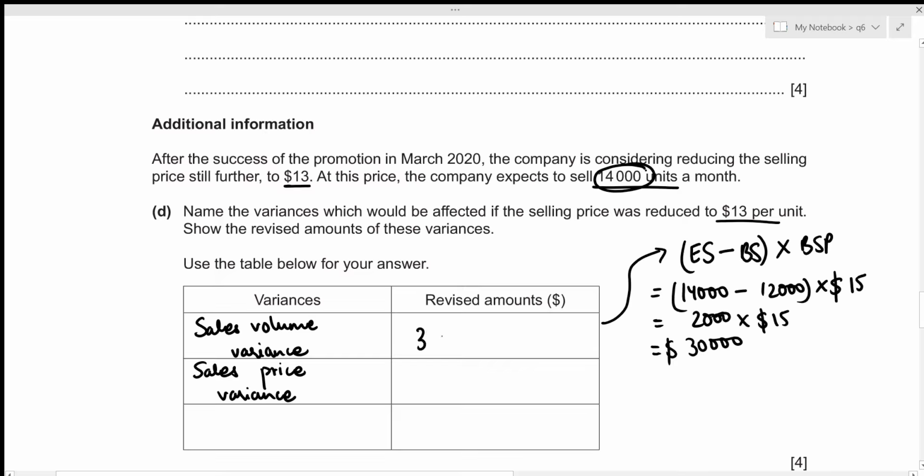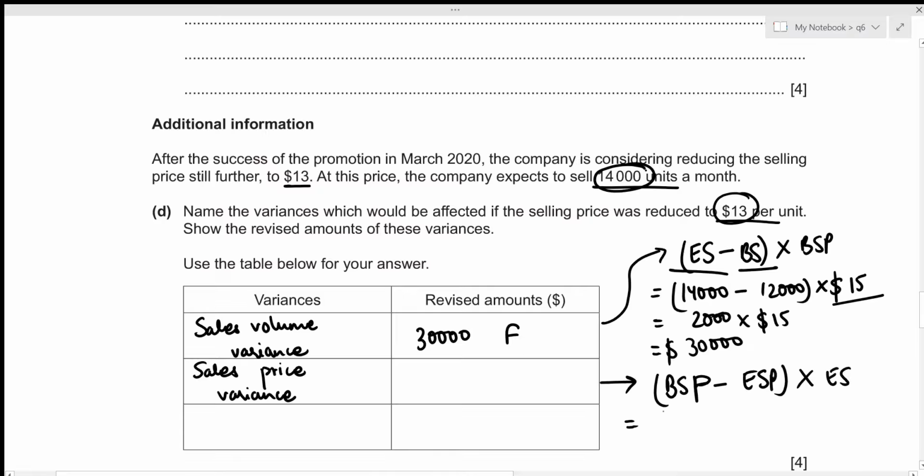Let's write it down. And we can see that our expected sales units is greater than what we anticipated, right? So this is actually a favorable condition because we are expecting that in March it would sell a higher number of units than what we anticipated previously. So this is a favorable condition. All right, now let's figure out our sales price variance. So we can see that previously the selling price per unit was 15, whereas now we are reducing it to 13 per unit. So that's just going to be the budgeted sales per unit minus the expected selling price per unit times the expected number of units sold.